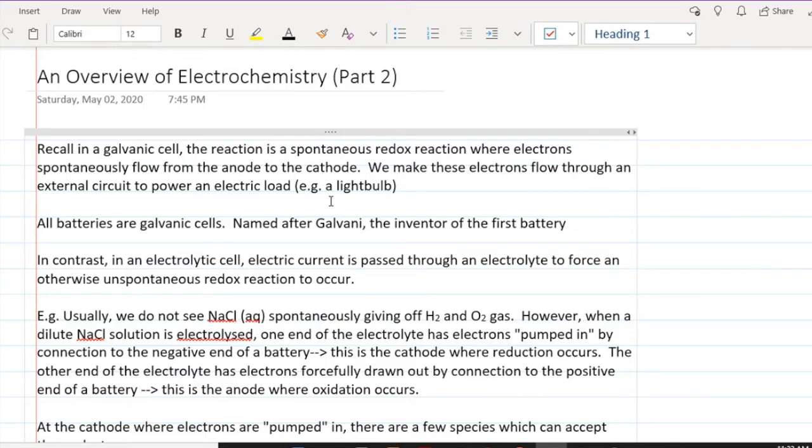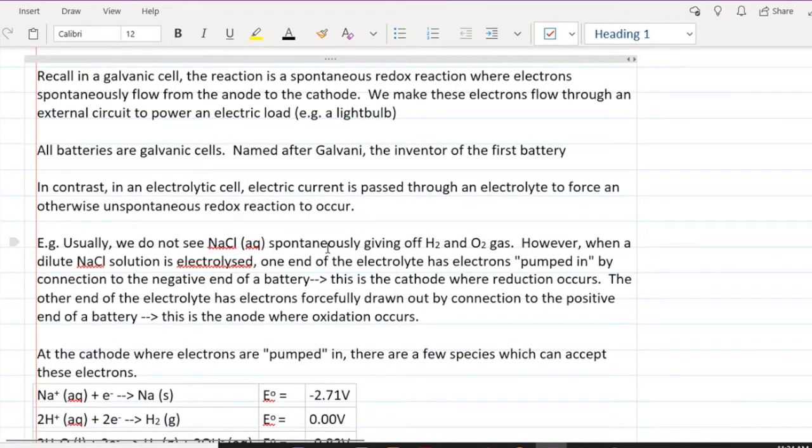So immediately we can see that we can create a very simple circuit by connecting an electrolytic cell to a galvanic cell. So the galvanic cell generates the current which goes into the electrolytic cell to generate the unspontaneous chemical reaction. That is the question we normally see in exams. And so usually we do not see, for example, sodium chloride solution spontaneously giving off hydrogen and oxygen gas.